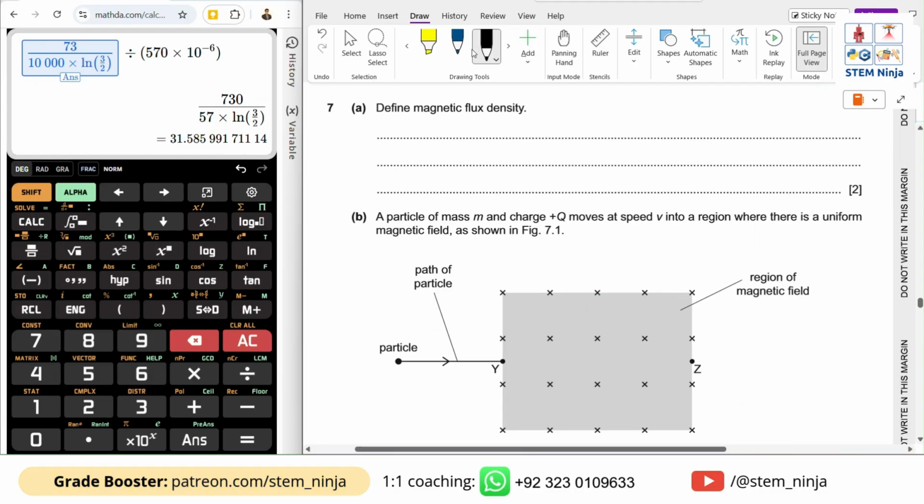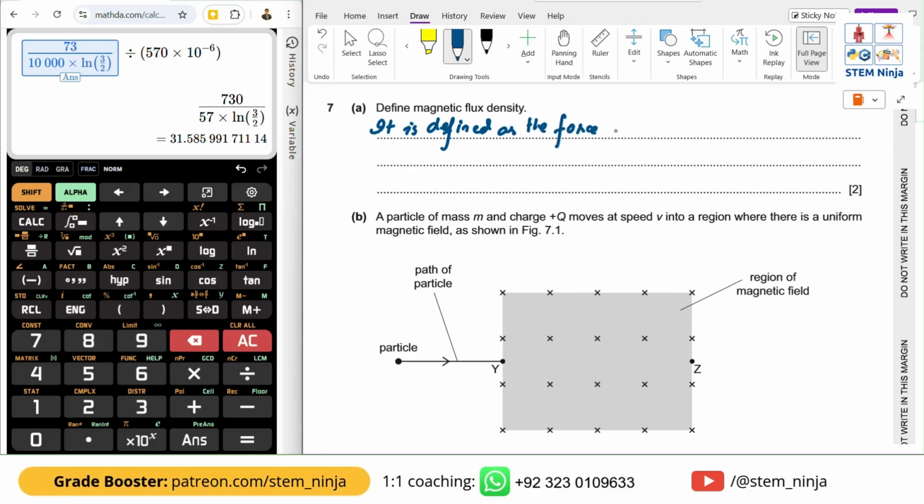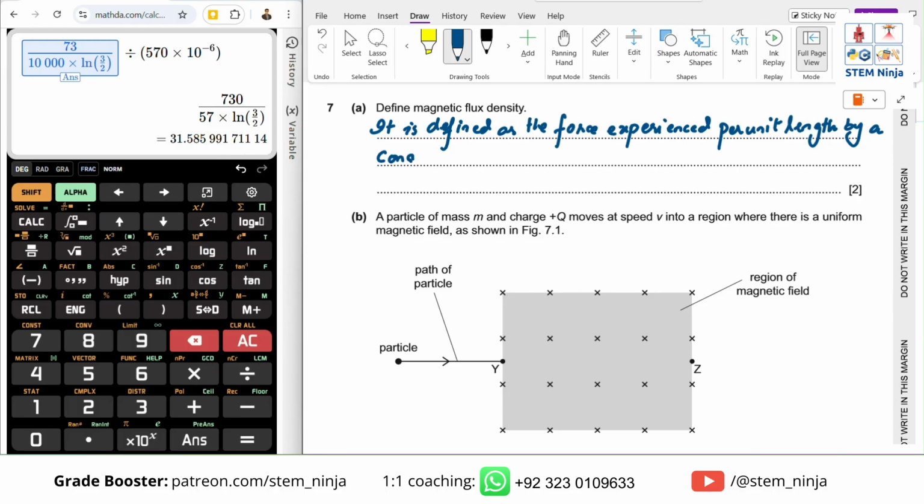So going back, it is defined as the force experienced per unit length by a conductor carrying a unit current placed perpendicular to the magnetic field.